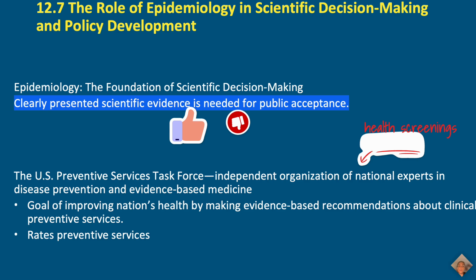So when we talk about the foundation of scientific decision making, we're really thinking about how clearly the scientific evidence is presented for public acceptance. So the U.S. Preventive Services Task Force, this is an independent organization of national experts in disease prevention, and they make evidence-based guidelines. We think about lung cancer screening, right? This is using the USPSTF guidelines. So how is this then translated to reimbursement, right?